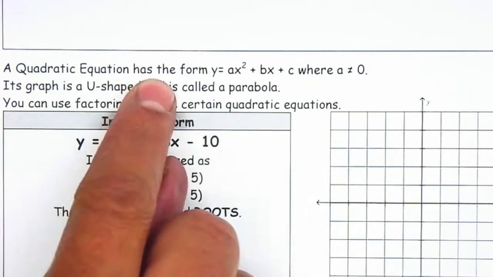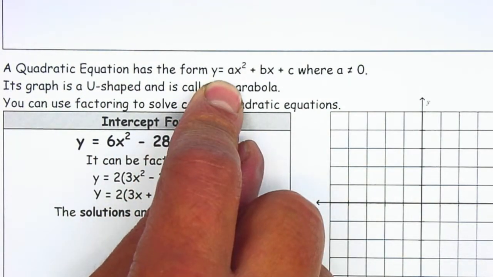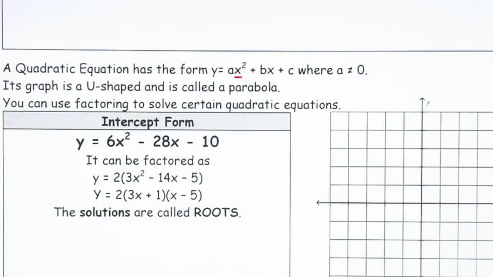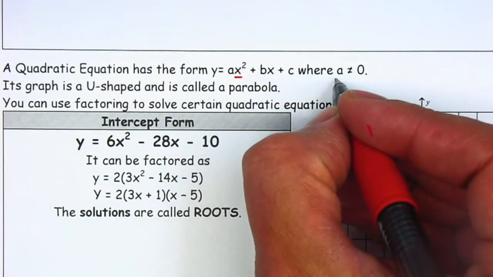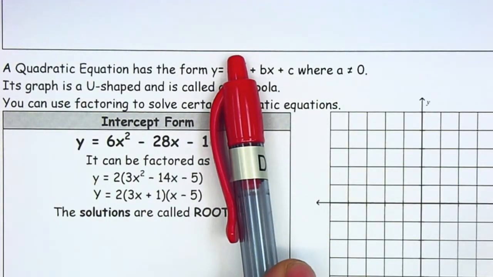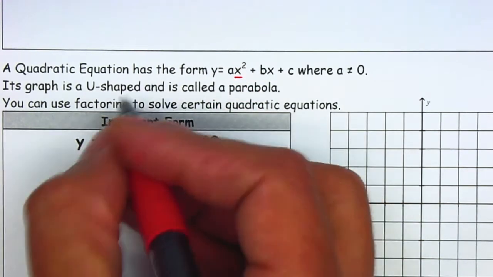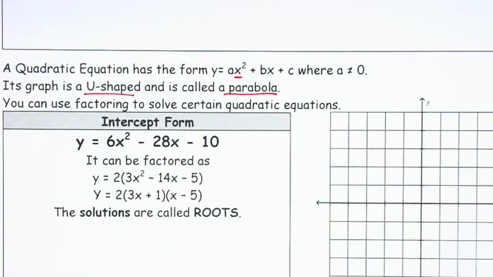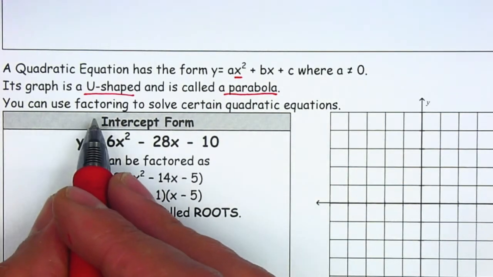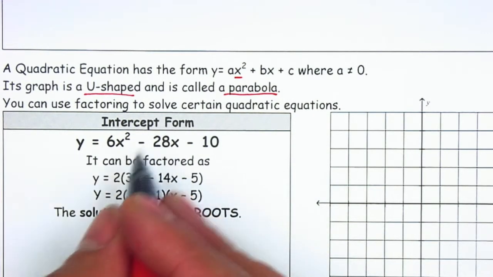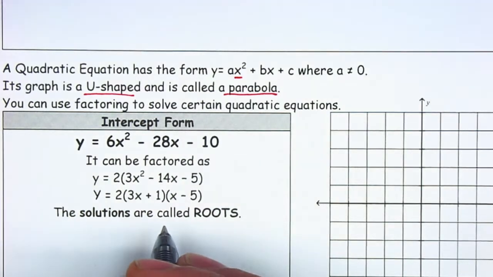A quadratic equation has the form y is equal to ax squared plus bx plus c. Notice that x squared is the biggest exponent, where a cannot be 0, because if a is 0, this will disappear and we no longer have an x squared. So in order for it to be x squared, a cannot be 0. That means on your equation we must have x squared. It's U-shaped and we call it a parabola. And you can use factoring to solve certain quadratic equations. Throughout this class, we are going to be solving quadratic equations by factoring pretty often.